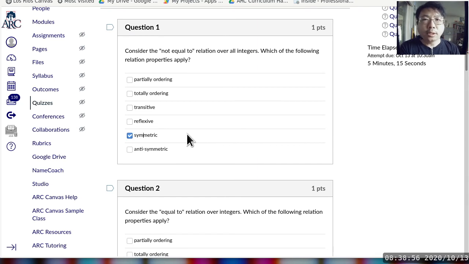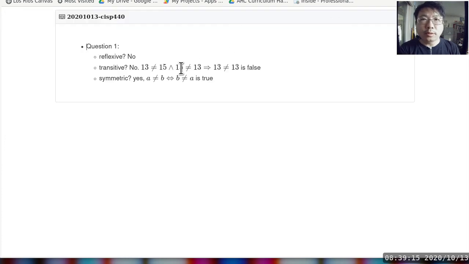So anti-symmetric is basically saying if A relates to B and B relates to A, that implies A equals B. That is not true in the case of not equal to. The easiest way to look at this is: if A does not equal B and B does not equal A, it does not imply that A equals B. So that's why it is not anti-symmetric.